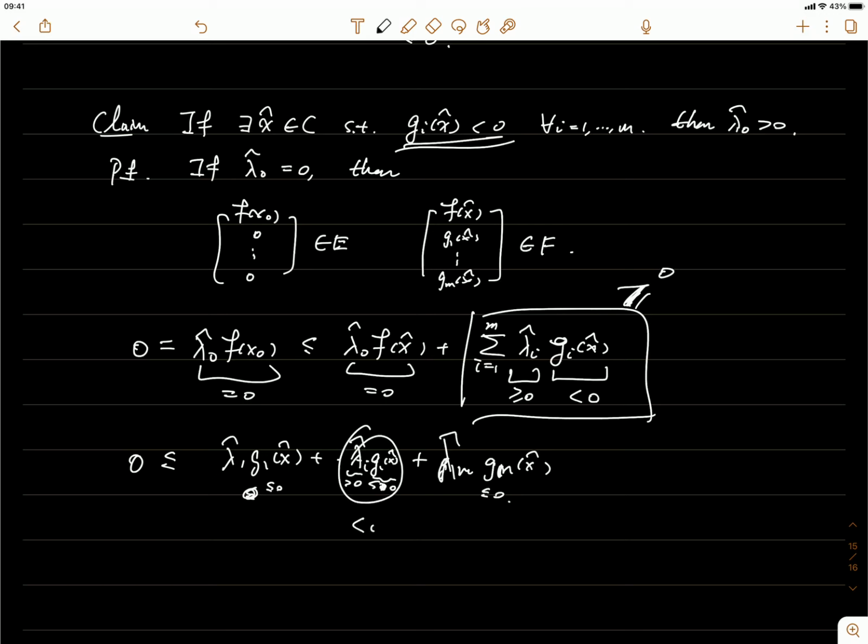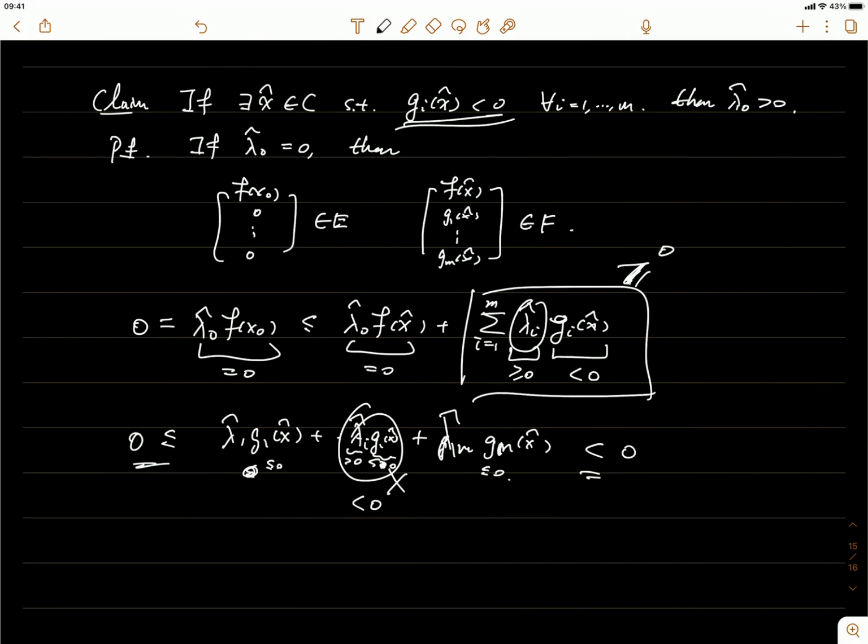Then this term will be strictly less than 0, and all the other terms are strictly less than 0. Then I'll have this less than 0, which is a contradiction to that. So that is not possible. So that means all these lambda i's must be equal to 0.